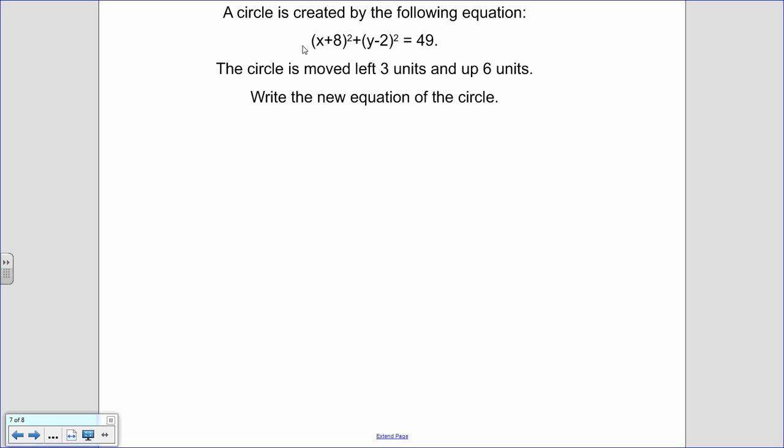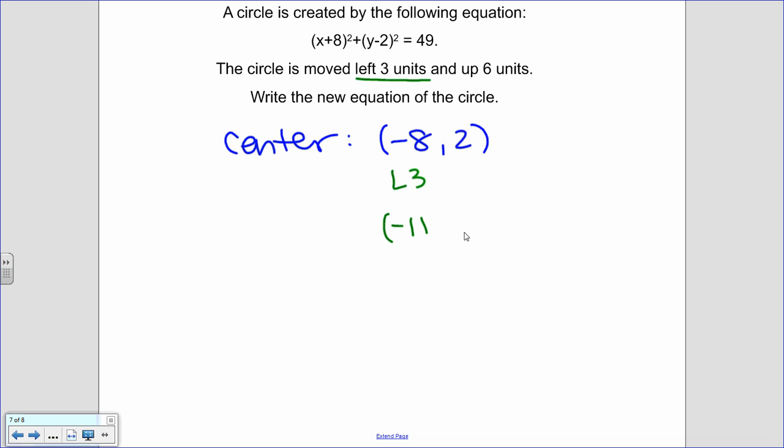Here's our original equation, and then we are moving our circle. So what we need to do is say, okay, if this was my original circle, my center originally is at -8, +2. Again, going from our formula before, this is always your h, this is always your k, and you switch both signs. Then we moved the circle, so we moved it left 3. If you go left 3 from -8, that means you're going further negative. So my new center is going to be at -11.